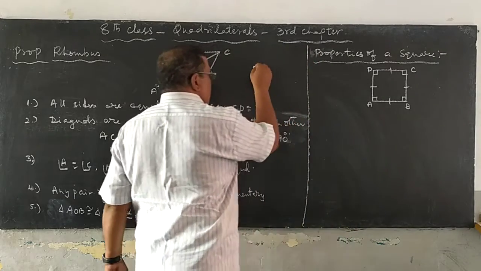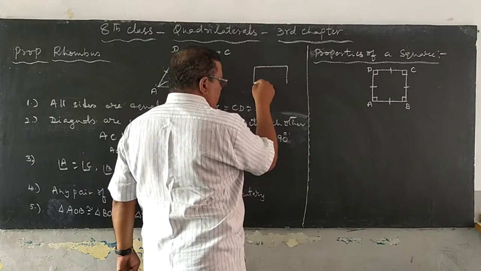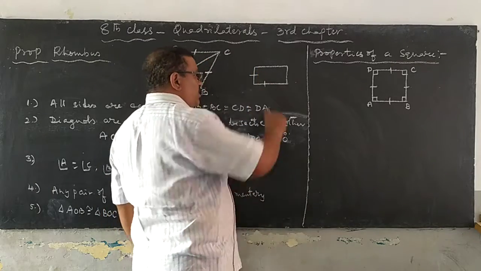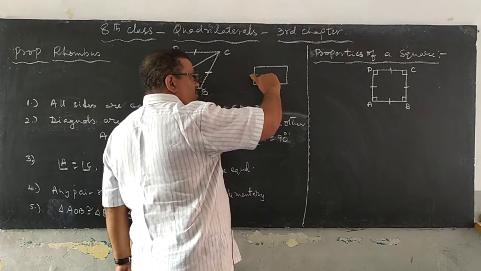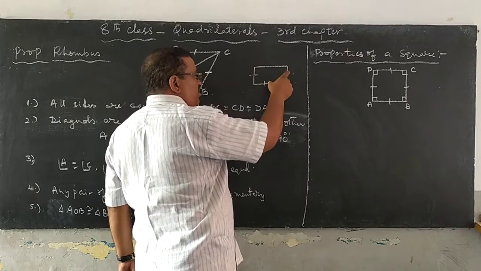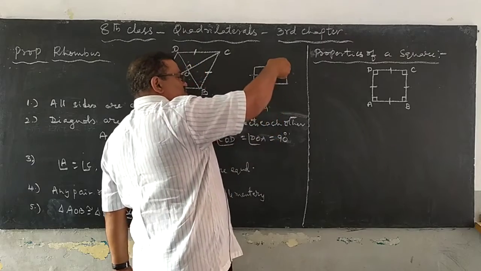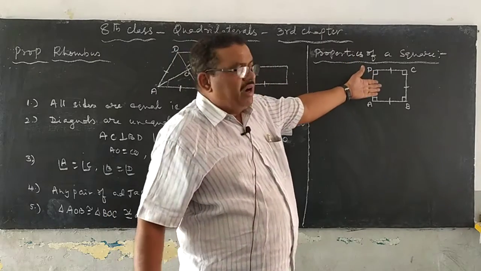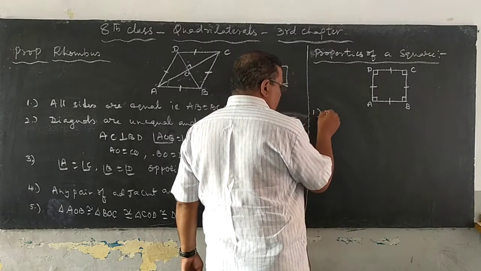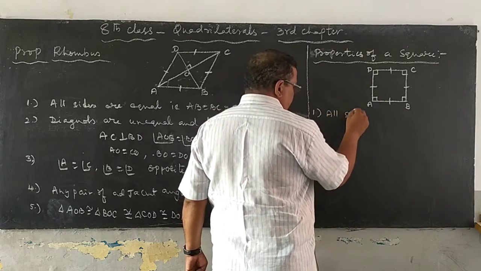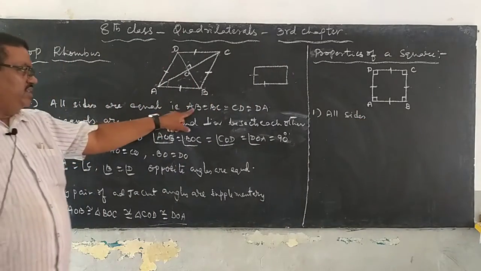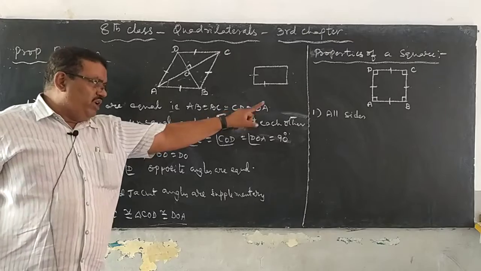Take the rectangle properties. This is rectangle. A rectangle in which one pair of adjacent sides are equal. When these two sides are equal, automatically this side is equal to this opposite side. So these two sides are equal, automatically these two sides are also equal. That means the obtained diagram is said to be square. Properties, first one, all sides are equal. That is AB equal to BC equal to CD equal to DA.